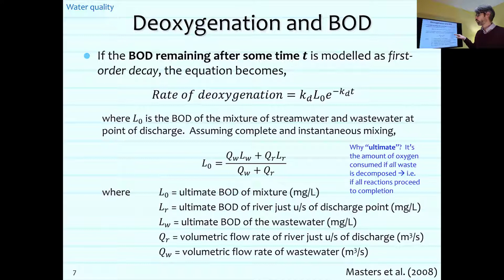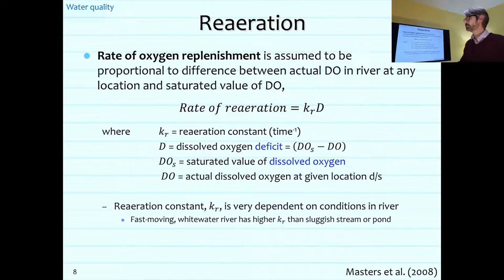You may ask, why are these called ultimate, as in final? The reason is, it's the amount of oxygen that's consumed if all of the waste is decomposed. So if we reach the ultimate point where there's no more waste.